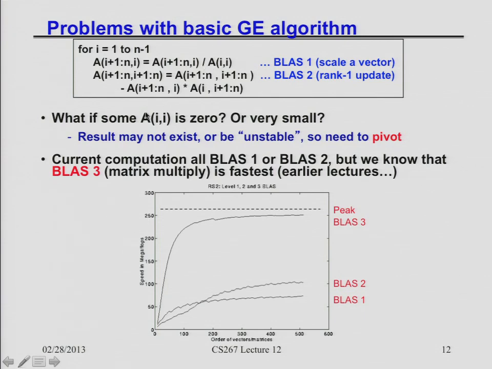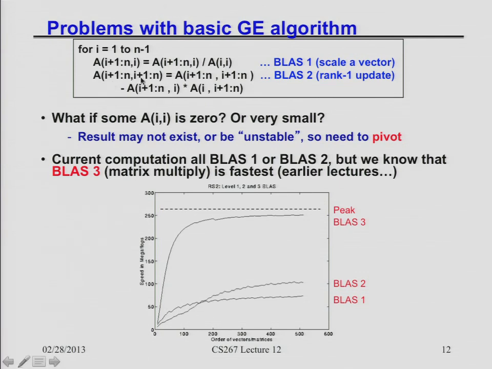And the answer is no. There's two problems with these three lines of code. The first one is, what if I divide by zero? Right? So I have to worry about that. And zero is not the only problem. If A is tiny, I'm going to have some problems. So I need to worry about pivoting.